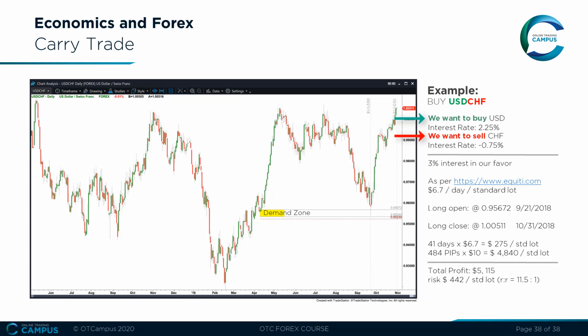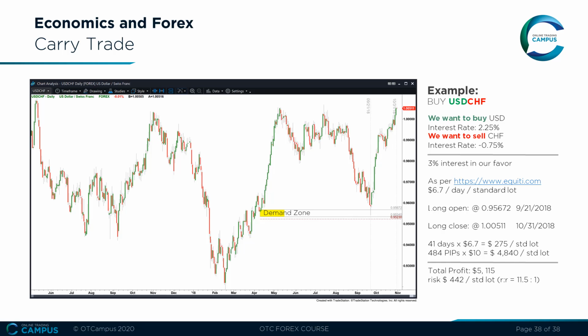And shorting the Swiss franc, we are also being paid an annualized 0.75%. This is because the interest is negative. So shorting a negative interest rate currency is a double negative and therefore a positive. The difference is 3% annualized. And as per equity, this was $6.70 per standard lot per day.